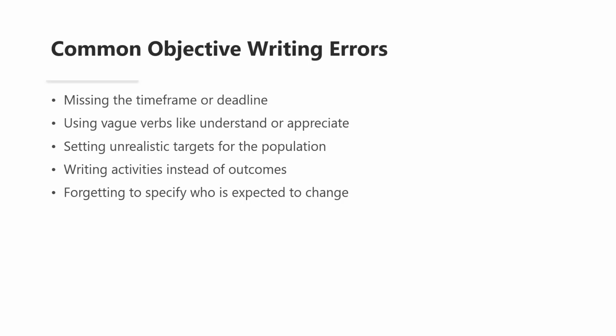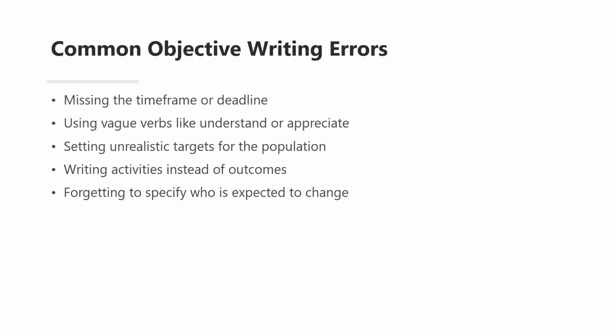Now let us go over the most common errors that health educators make when writing objectives, because knowing what to avoid is just as important as knowing what to do. These errors frequently appear as distractors on the exam, so understanding them gives you a real edge. The first and most common error is missing the time frame. Without a deadline, an objective has no urgency and cannot be evaluated on schedule.